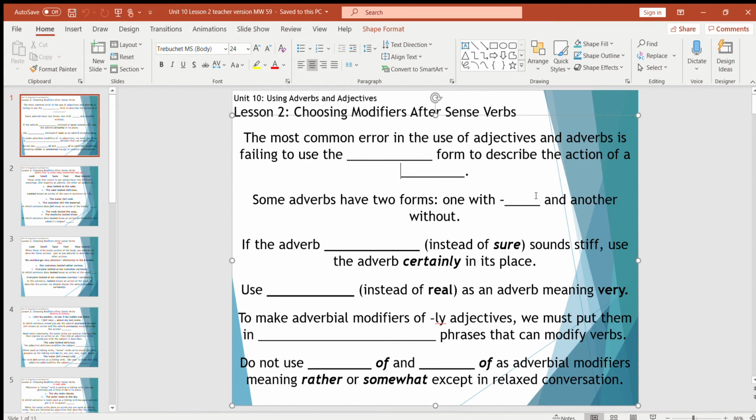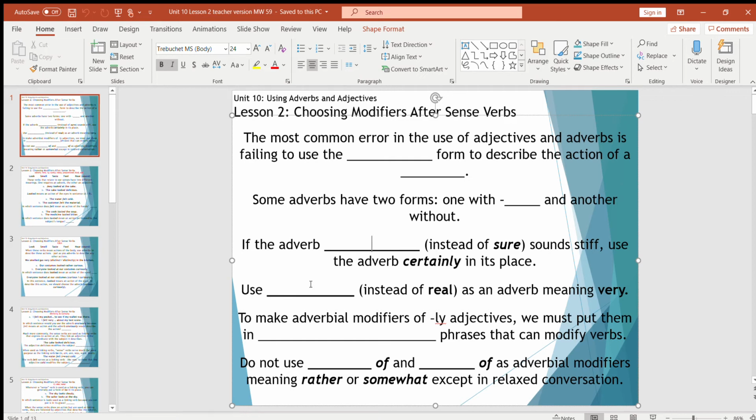The ly. And if the adverb surely instead of sure sounds stiff, use the adverb certainly in its place. So make sure into an adverb, it would be surely, right? And use really instead of real as an adverb to mean very. You would say really.